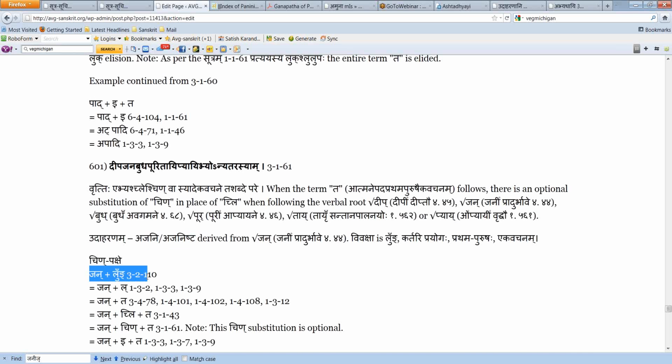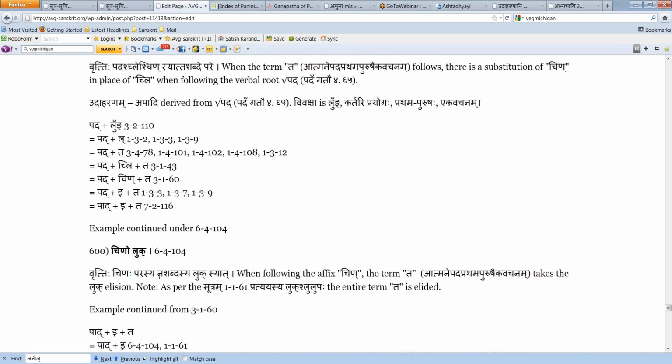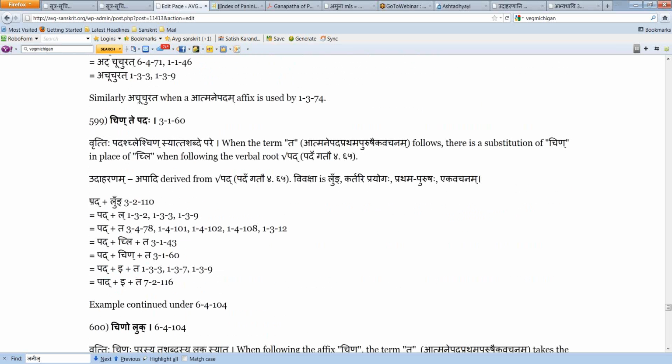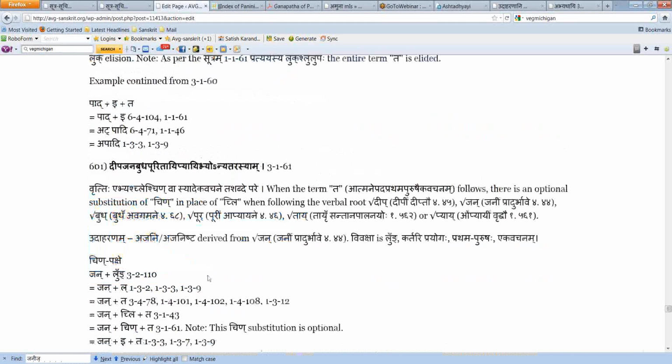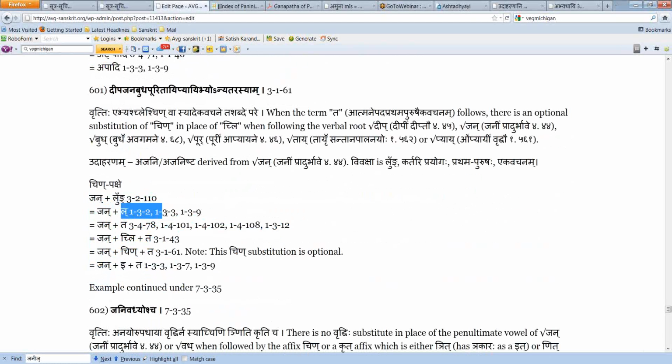So Jan plus Lung. Same steps as the ones we did over here, almost the same. Jan plus Lung, Anubandha Lopaha. Pratham Purusha Ekavachanam. This is Anudatta It, so Anudatta Jnita Atmanipadam. And then Chilungi, wherever there is Lung, there has to be Chili. And then Deepa Jana Buddhapuri Tai Pyai Bhyonatarasyam, we could optionally get the Chinna Desha in place of Chili. And then Anubandha Lopaha, Chutu, Halantyam, Tayor Lopaha.